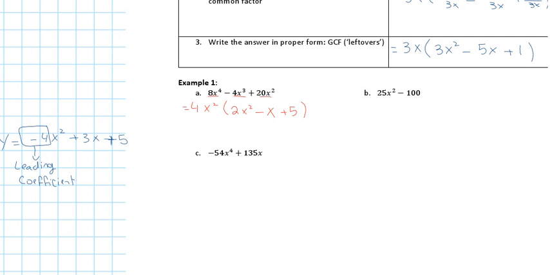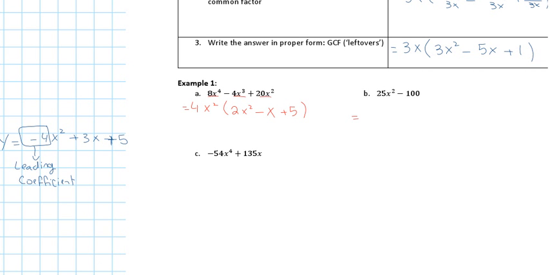What will be your greatest common factor for the next one? 25. Any x? No, because my second term does not have an x. So 25, and if I divide each one by 25, x squared minus 4. Now remember, I'm only doing greatest common factor. I can factor this further, but you haven't learned how to. We'll talk about that in the next lesson.